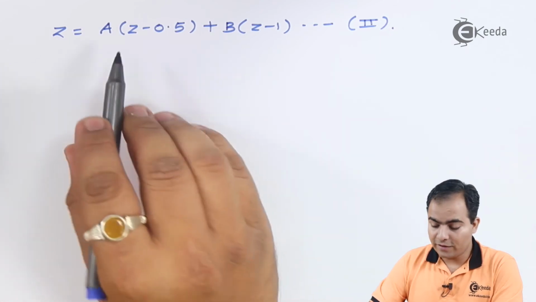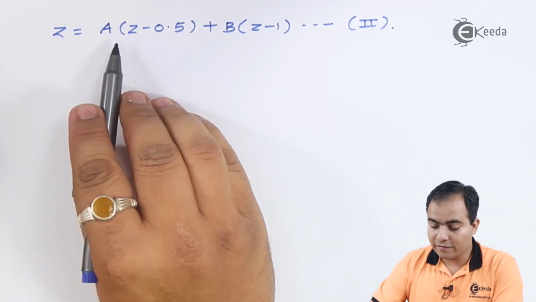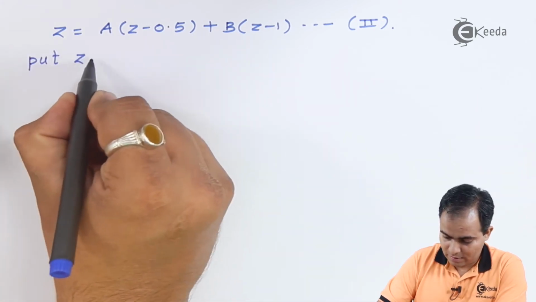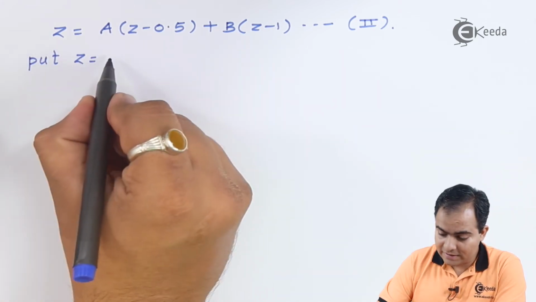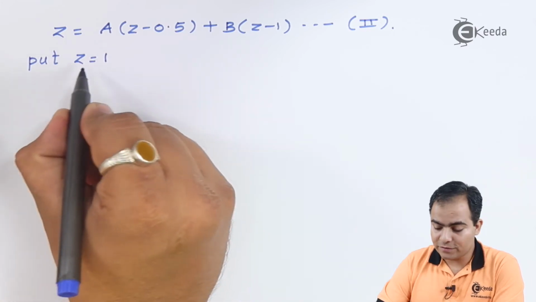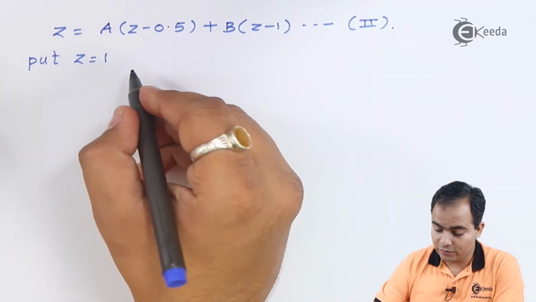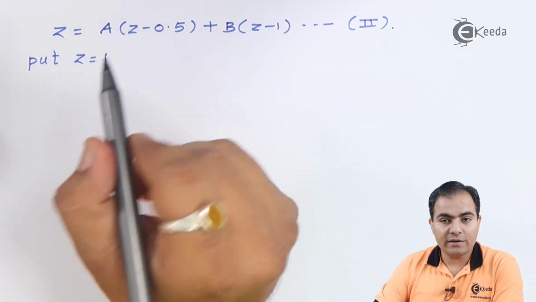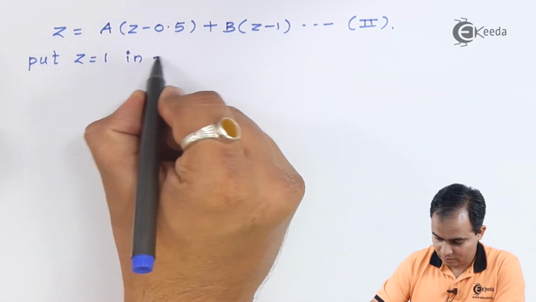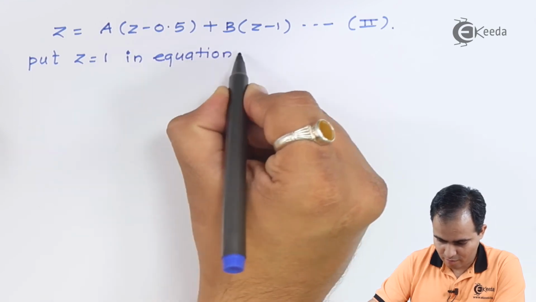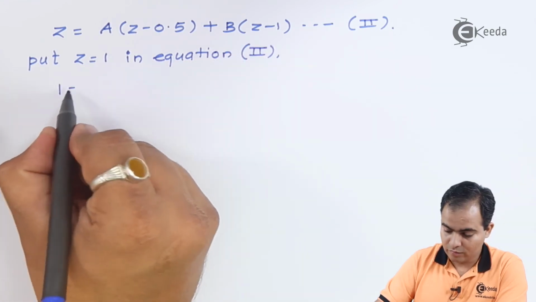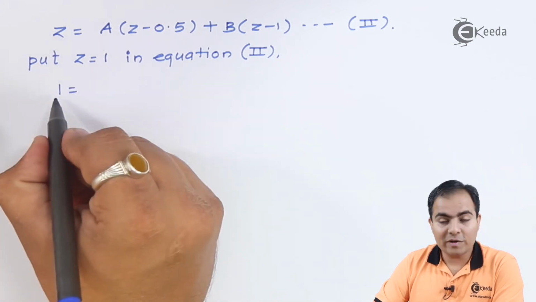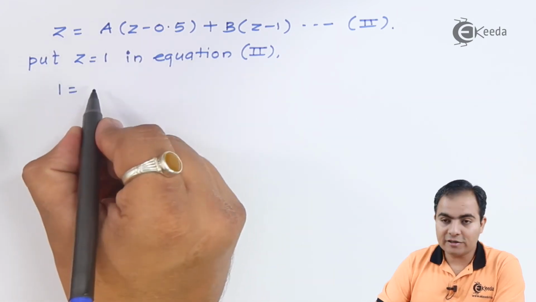Now the next step is we have to find the values of a. So I'll substitute z values. First of all, if I substitute z equals 1 in equation number 2, you can see the b value will vanish, and you will get only the value of a. So all these z's will be replaced by 1.